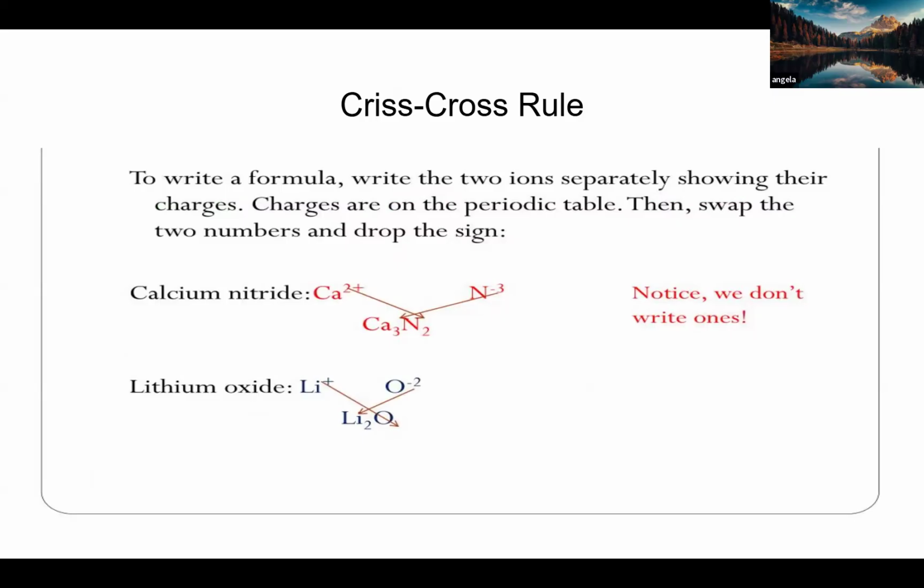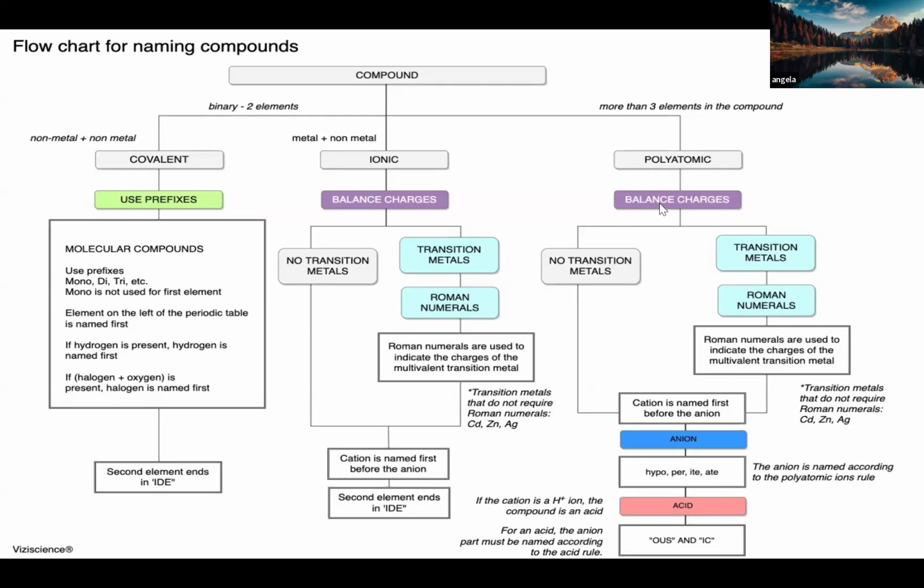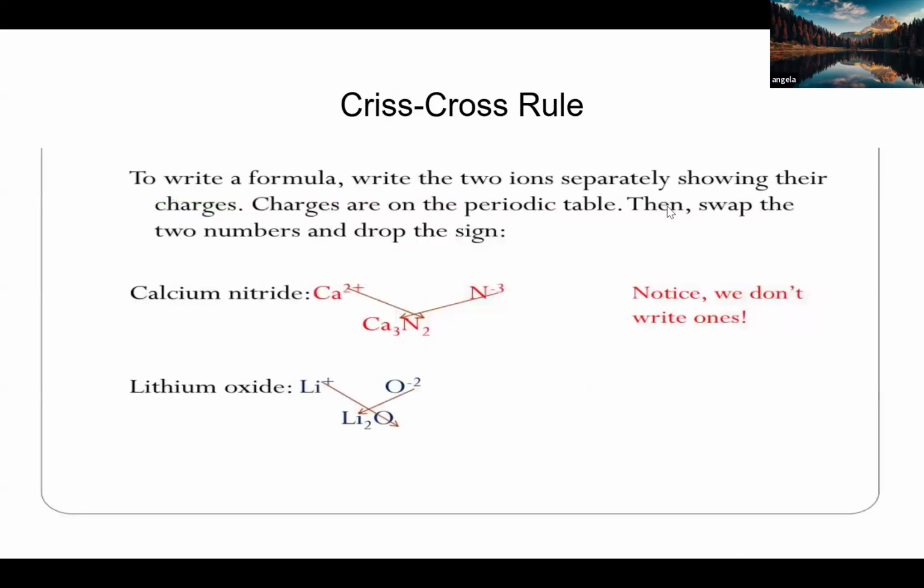So this again, to write a formula, which is what we're talking about over here, balancing your charges, is using the crisscross rule. So you write your two ions separately, showing their charges, the charges on the periodic table, and then you swap the two numbers and drop the sign. So like with this, your calcium and your nitride. Your calcium is a 2+ and your nitride is a 3-. And so you just crisscross them in order, and so you're dropping the 3 and you're dropping the 2 to balance them out. So it's Ca3N2.